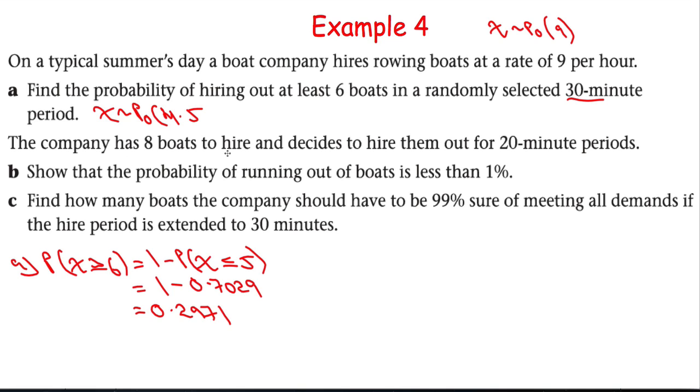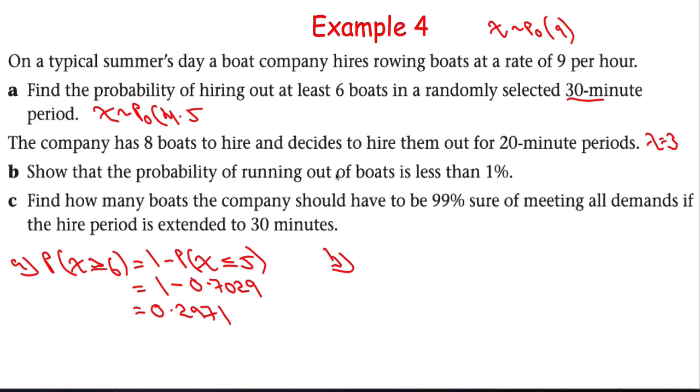Now, maybe at this point you want to have a go at part B. Feel free to have a go, pause the video and see if you can get the answer. The company has 8 boats to hire and decides to hire them out for 20-minute periods. So if it was an hour, 20 minutes is 1/3 of an hour, which means the rate must be 1/3, which means lambda is now going to be 3. So lambda is going to be equal to 3 here.